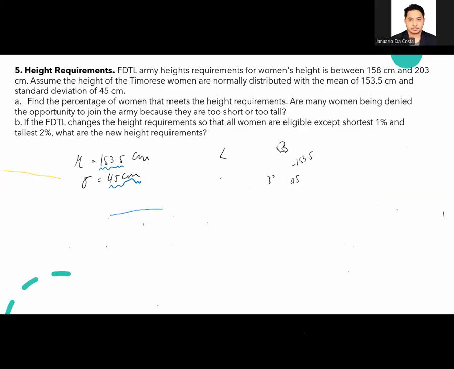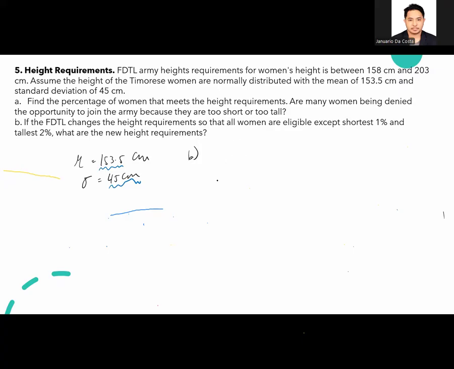If the FDTL changes the height requirement so that all women are eligible except the shortest 1% and tallest 2%, what are the new height requirements? The FDTL suggests changing the height requirement so that the majority of women are eligible, except the shortest 1% at the bottom and the tallest 2% at the top.